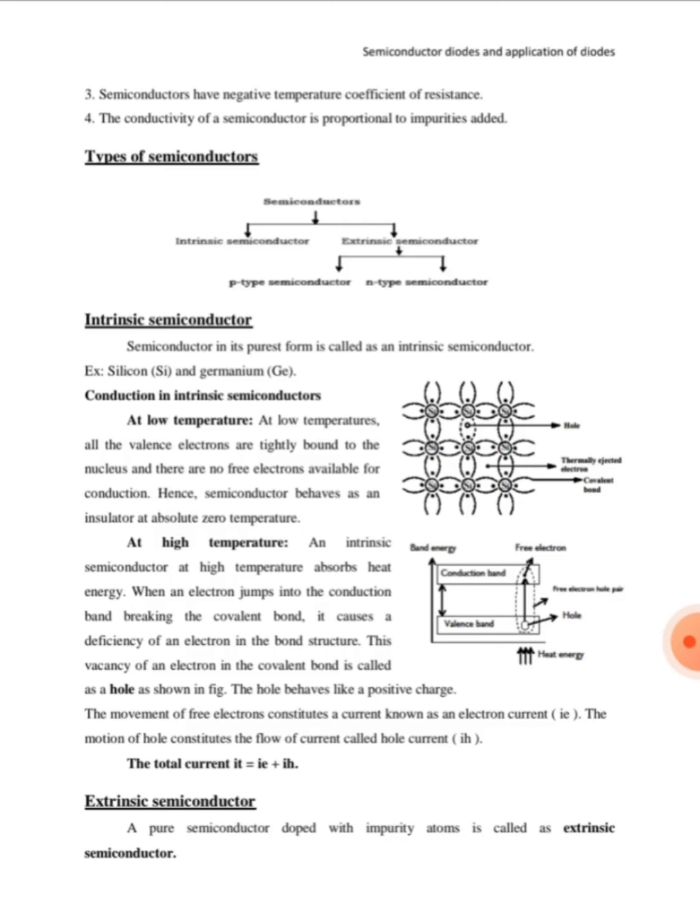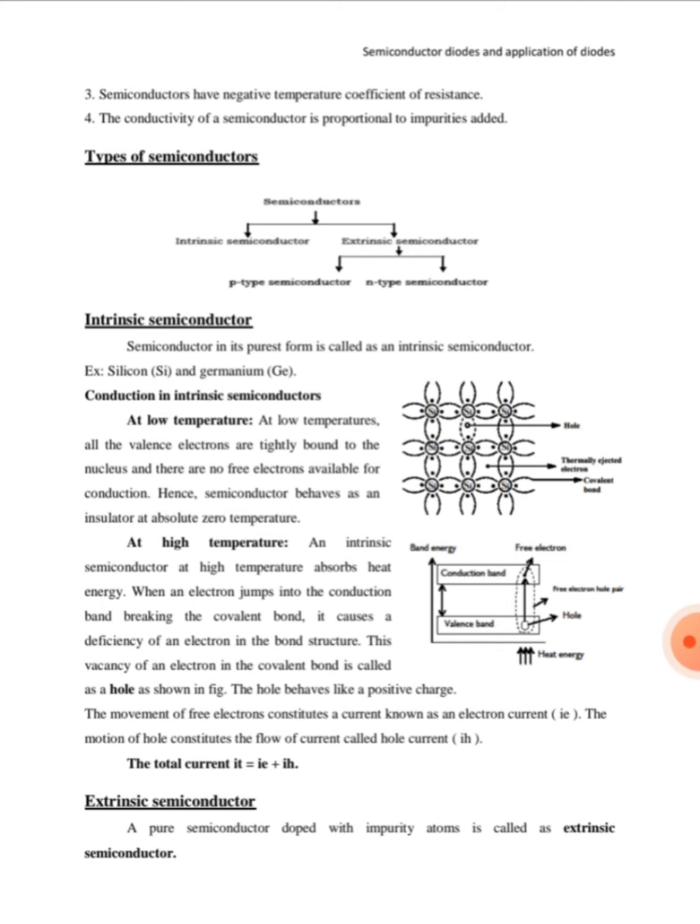Hello everyone. In this session, let us discuss types of semiconductors. In the last session, we saw the basic structure of an atom, the energy band diagram, and the classification of solids based on the energy band diagram. That is, according to the energy band diagram, solids are classified into conductors, semiconductors, and insulators.